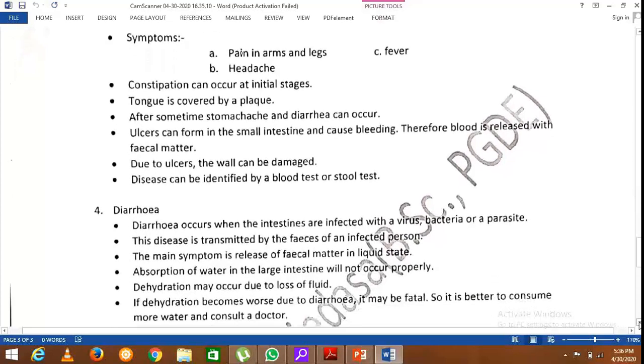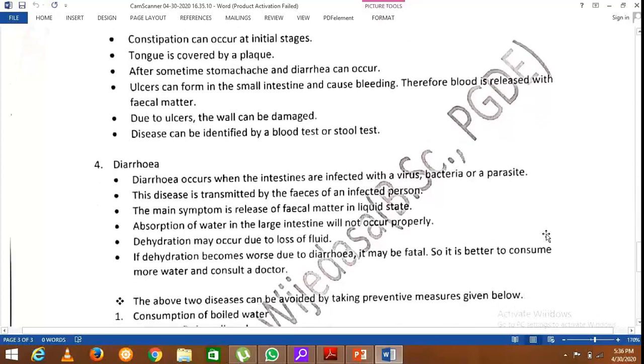Then diarrhea. This occurs when the intestines are infected with a virus, bacterium, or a parasite. So we can't specifically say that this is the causative agent. There may be several causes. This disease is transmitted by the feces of an infected person. So when there is fecal matter of an infected person, through vectors like flies and other insects, this can be transferred into food. Food can get contaminated with the causative agent.